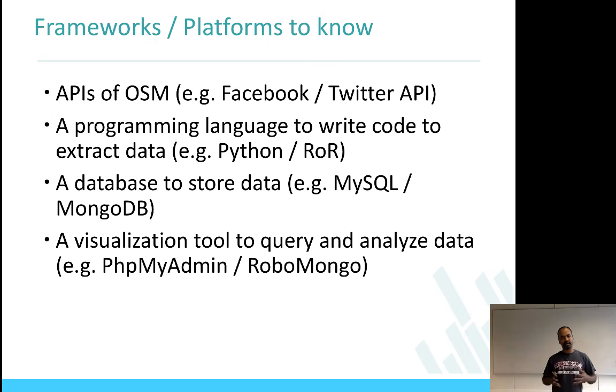Let me quickly go over what we covered in week 2. We started looking at what an API is, and then we looked at what the Python programming language is, MongoDB, how the data is stored, and how you can actually visualize the data using PHPMyAdmin or RoboMongo. I hope all of you have already done hands-on exercises and practices with the Facebook API and Twitter API.